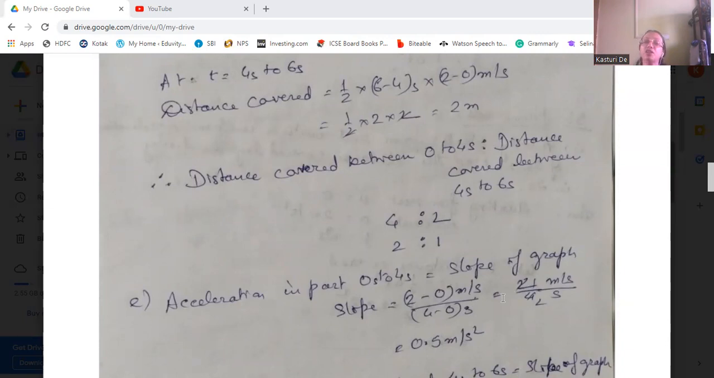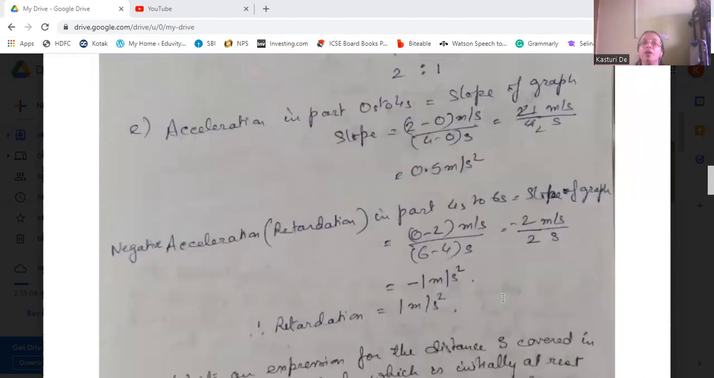Now, acceleration in part 0 to 4 seconds will be the slope of the graph. The slope of the graph is (2 minus 0) meter per second by (4 minus 0) seconds. That is 2 by 4, equal to 0.5 meter per second square. Now, negative acceleration, as it is retarding, it's moving up. That's acceleration 0.5 meter per second square, and it is coming down, uniformly retarding.